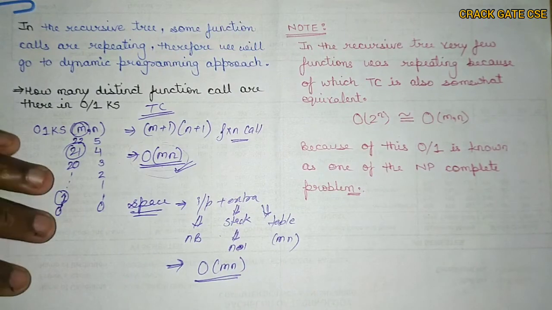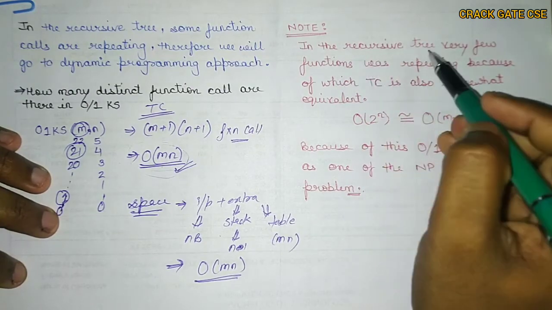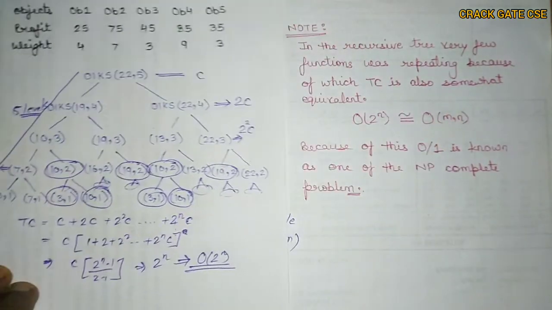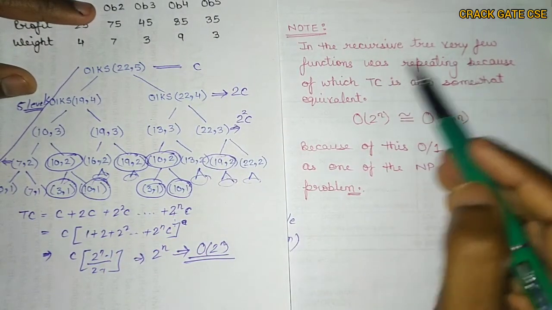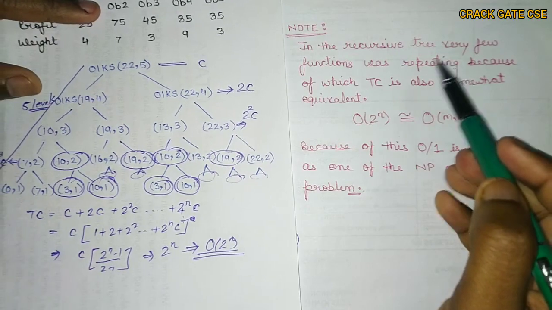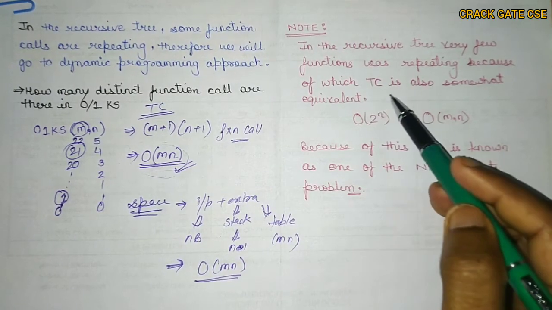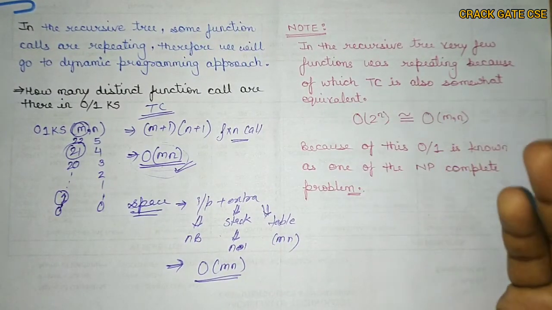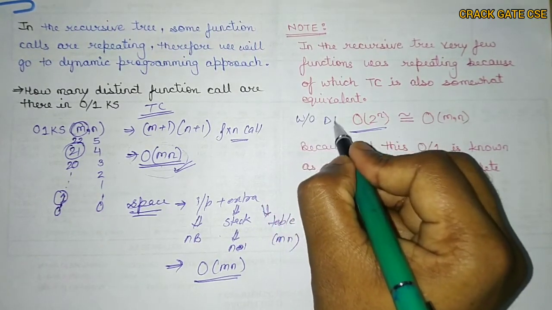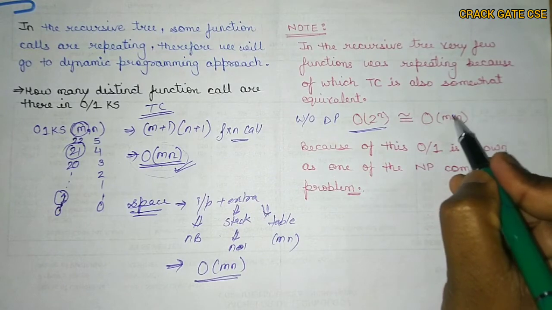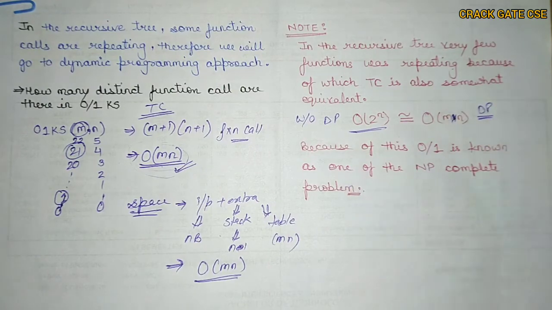There is a very important note which can be asked in GATE questions or any other important questions. In the recursive tree I showed you, you might have observed that very few functions were repeating, because of which the time complexity is also somewhat equivalent. So this order of 2 to the power n which we get without using dynamic programming is equivalent to order of m into n, which we got using dynamic programming. So this is somewhat equivalent.